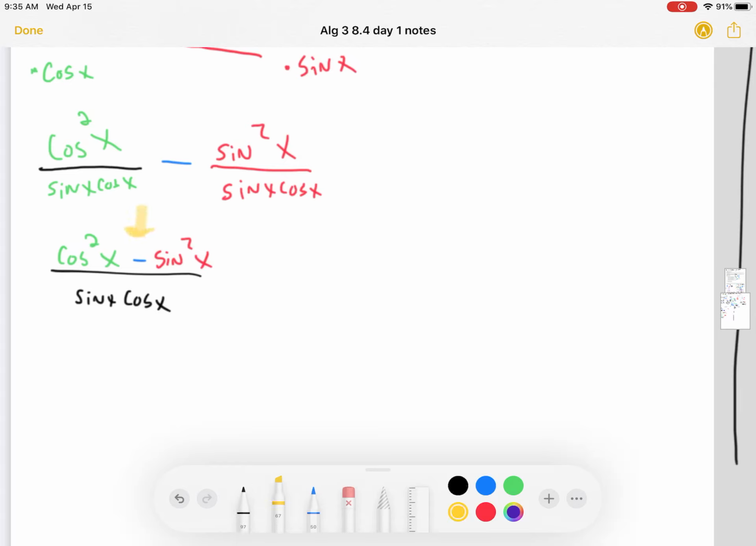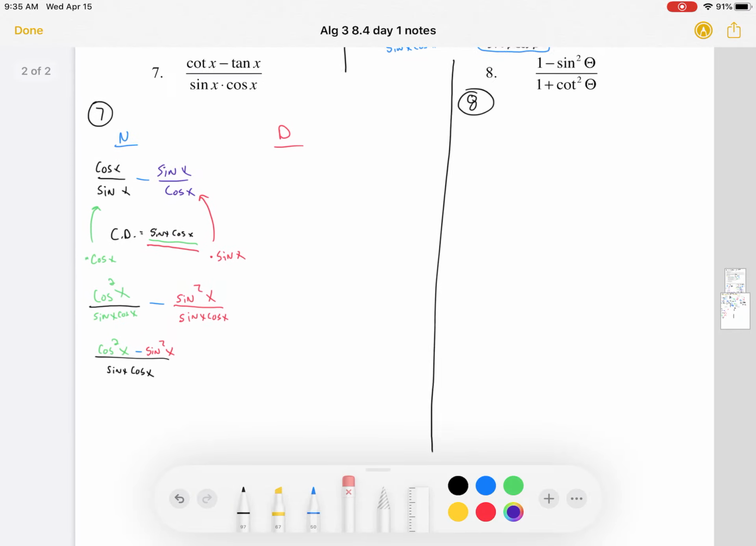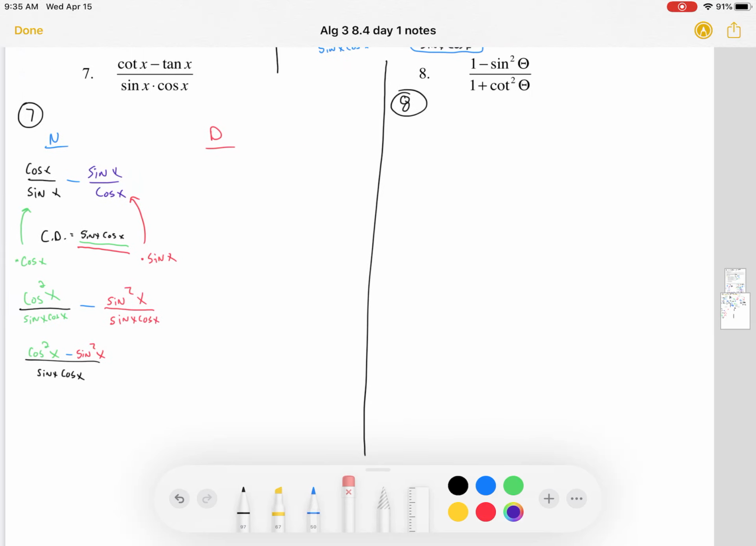If you look at ours, we have cosine squared x minus sine squared x. So, in other words, we are not able to replace this with a 1 up top because the Pythagorean relationship is a plus sign in between and we have a minus. So, in other words, I am done right here. I can't change anything else on this problem. For the numerator, that is.